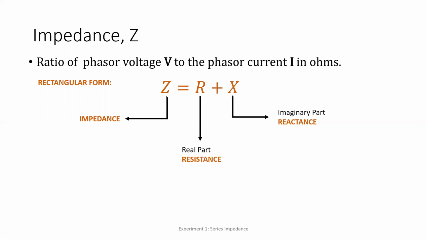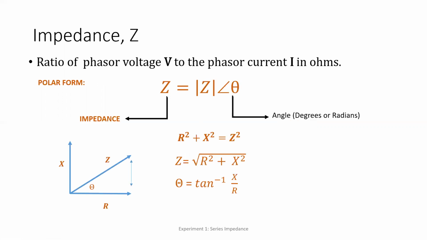Okay, for rectangular form, we have Z, or the impedance, equal to the resistance plus reactance. The resistance is in real numbers, so this is the real part, while the reactance is the imaginary part. If we want to express it in polar form, we can do so. So this is the equivalent polar form: the magnitude Z at angle theta.